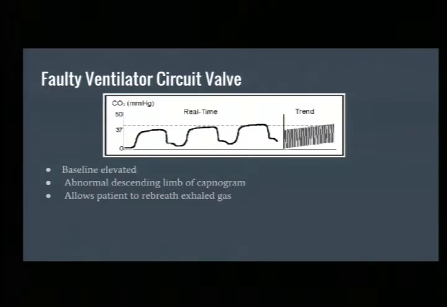A faulty ventilator circuit valve can be seen. Again, not getting completely back to baseline and gradually stacking. So you have an abnormal descending limb on your capnogram, and they are inhaling their exhaled gases, so not fully exhaling and then resting.